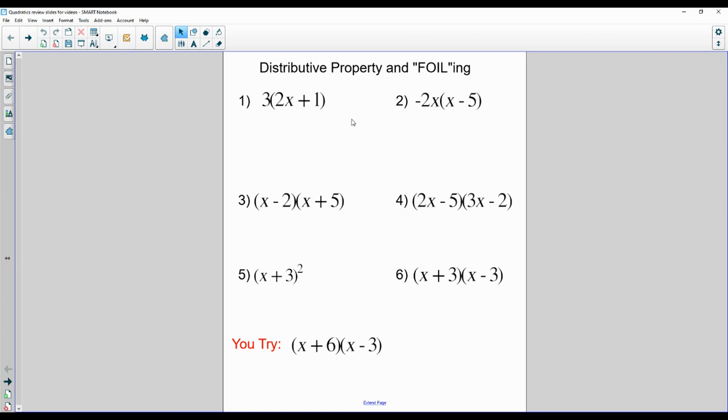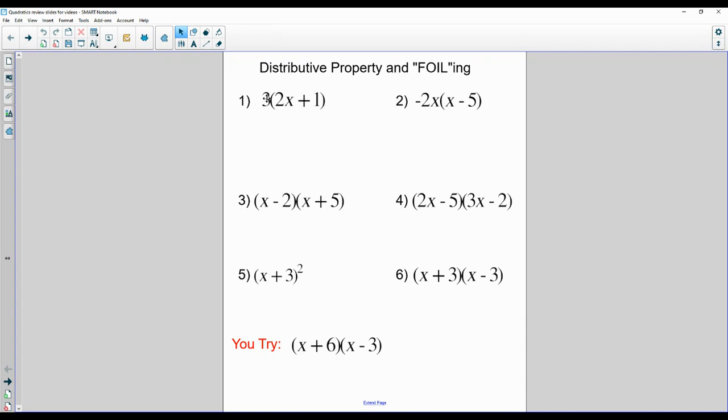All right, in this video we're going to be talking about the distributive property and something that a lot of mathematicians refer to as FOILing, but it's really just double distributing. The FOIL is an acronym for first, outer, inner, last, the order in which you multiply two binomials together. So we're going to start here with this 3 times 2x plus 1.